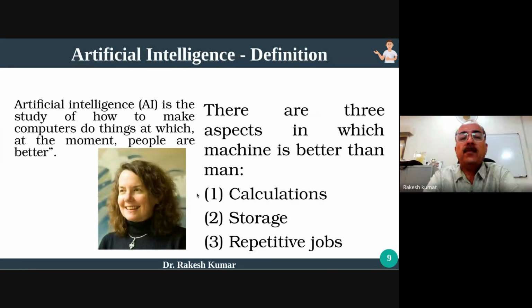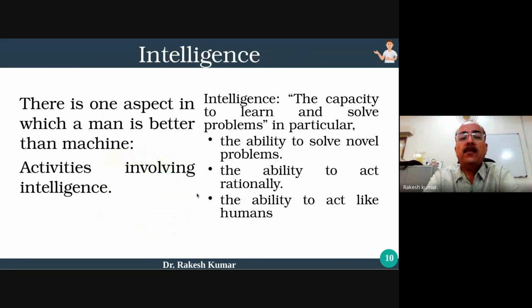One key contributor in the development of AI is the scientist Alan Rich, and he said that AI is the study of how to make computers do things at which, at the moment, people are better. So the opinion is that if in any aspect of life man is better than machine, and we program the machine to carry out that particular activity, then this is artificial intelligence. Generally, calculations, storage and repetitive jobs are areas where machines are better than men. So if we use a machine for these activities, it's not intelligence. Intelligence is programming the machine to carry out those activities in which a human being is better.